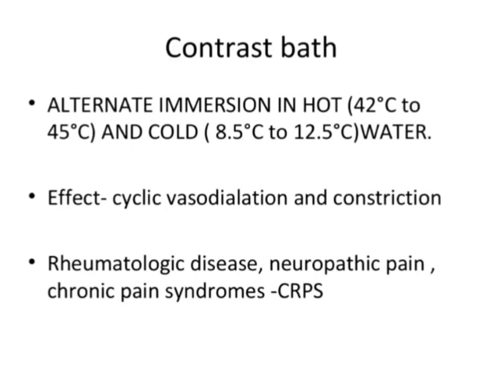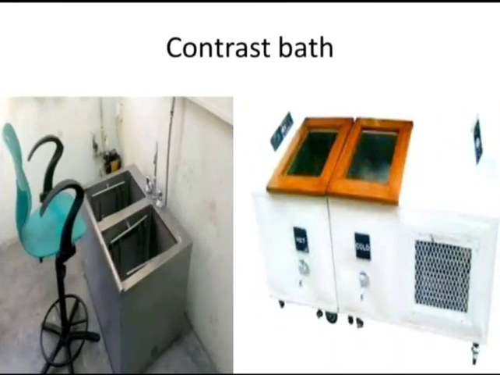So in alternate immersion, the hot water temperature range is 42 to 45 degrees Celsius, and the cold one is from 9 to 12 degrees Celsius. And there will be cyclic vasodilatation and constriction, and it can be used for rheumatologic diseases, neuropathic pain and chronic pain syndromes. We can use the contrast bath. So this is a modality of contrast bath.